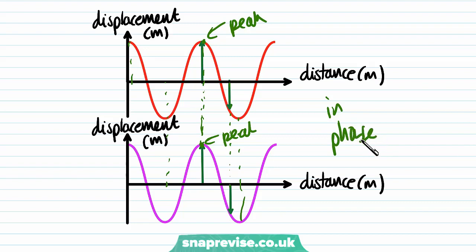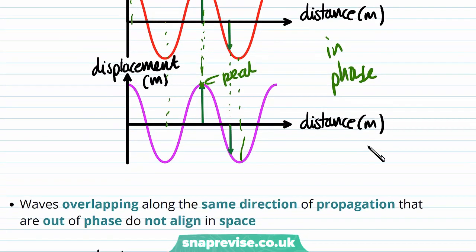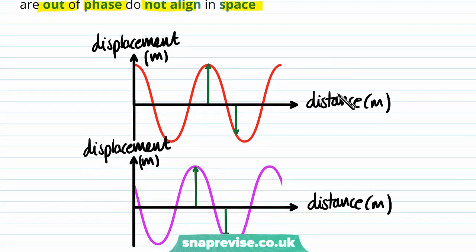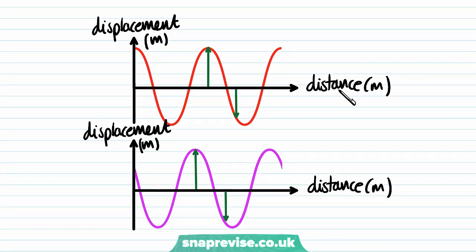So this is how we can see that they're in phase if we're considering displacement distance graphs. They're overlapping along the same direction, and we can clearly see that they're aligned in space. That's why we say that they're in phase. Now, waves overlapping along the same direction of propagation that are out of phase do not align in space. So again, we're considering 2 waves here that are overlapping. However, in this case, we can see that the points aren't aligned.